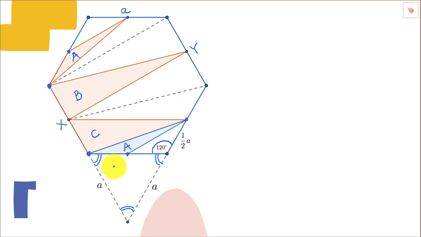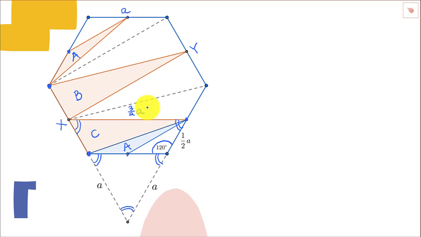Since this line is parallel to that line, this is also 60 degrees, and that one is also 60 degrees. So then we have a bigger equilateral triangle of length A plus half of A, so 3/2 A. Therefore this one is also 3/2 A.